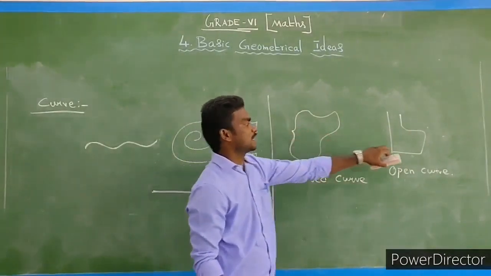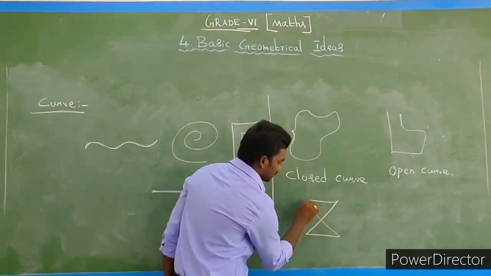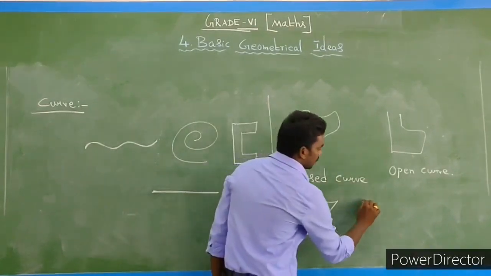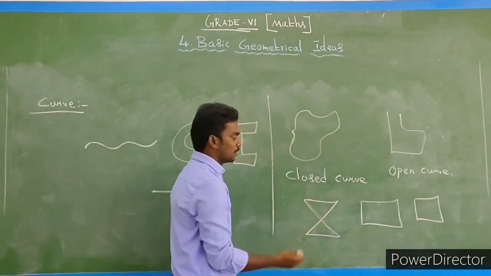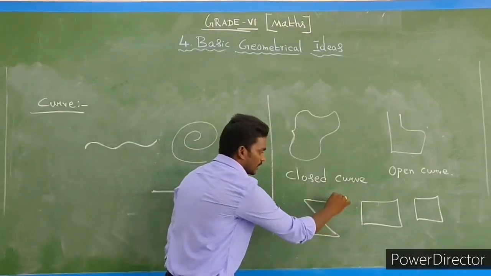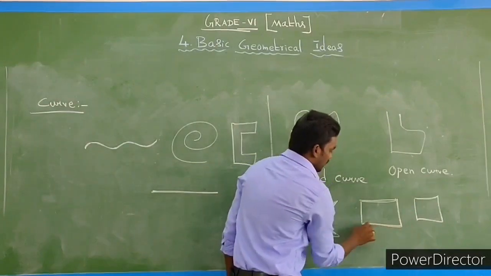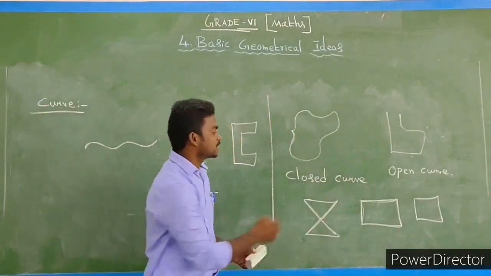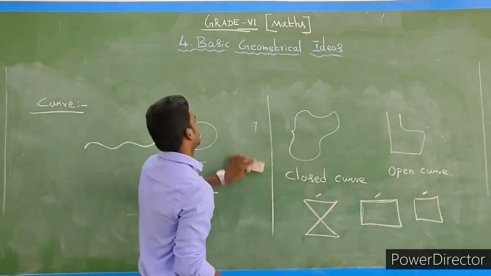Closed curve. Is this a closed curve or not? This is also a closed curve, but it is not a simple curve. A simple curve, like a rectangle or square, does not cross itself. In the first diagram the lines cross each other at a point. But in the second diagram, the line segments do not cross anywhere, so it is called a simple curve. This one is not a simple curve.